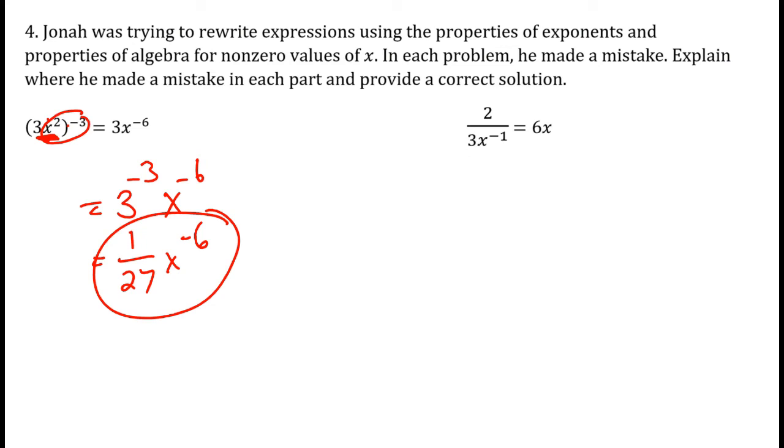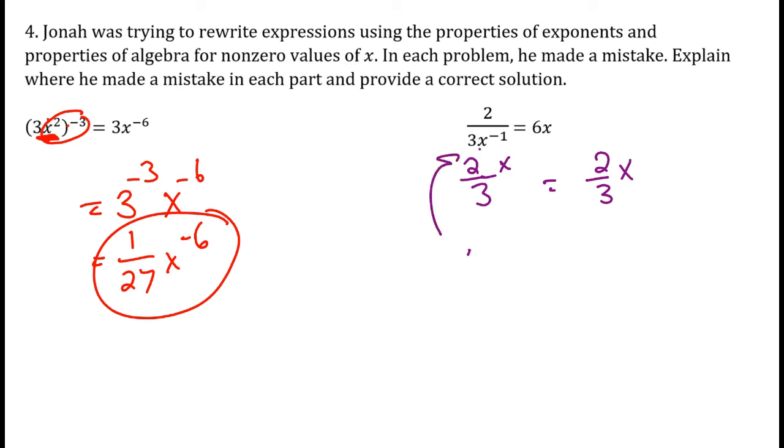In the next one, 2 over 3x to the negative 1 gave us 6x. Well, let's deal with the numbers at first. 2 divided by 3, well, that's just 2/3. I have x to the negative 1 in the bottom. That negative exponent's going to move it up to the top. So I get 2/3 x. Well, that looks like what Jonah did, but how did he get 6?